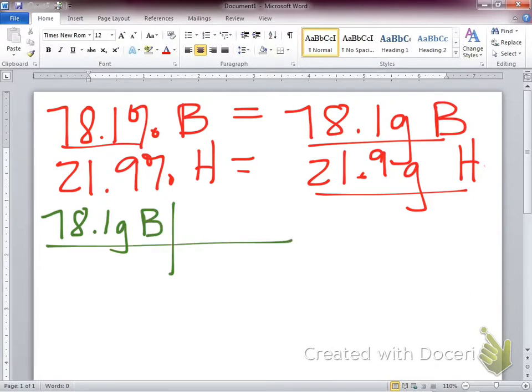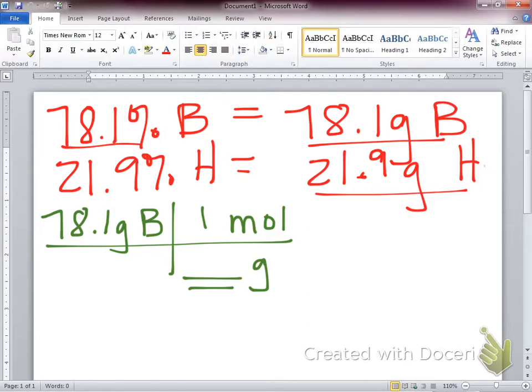If I want to convert from grams to moles, which needs to go on the bottom right here? Grams. And what goes on the top? Moles. And here the mole gets the 1. If we're going between moles and grams, moles gets the 1. And then what goes in this spot right here? The molar mass of boron, right? The molar mass of 1 mole of boron, and we get that directly from our periodic table.